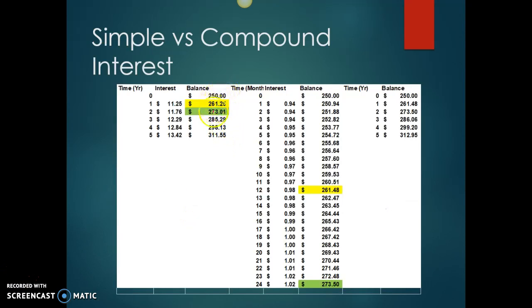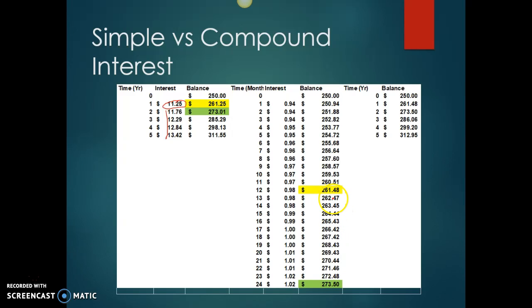And this chart just compares the amount of money in a compound interest that's doing annually. So $261.25. You get the $11.25 the first time. So with simple interest, you would get $11.25 every single time. With compounding interest, you're getting the amount of money added on to the $261.25, and then $273 and a penny, and so on and so forth.